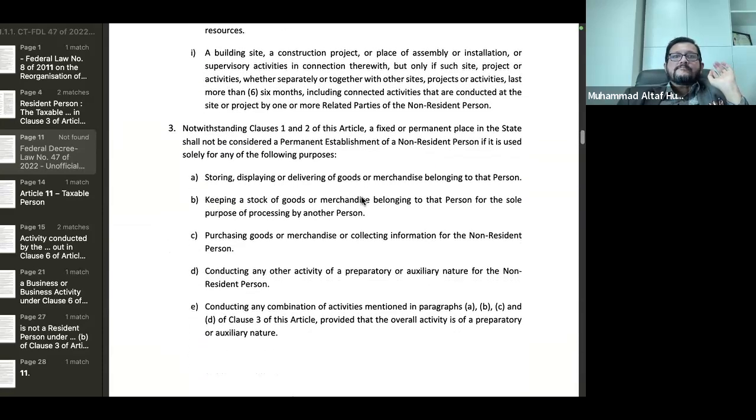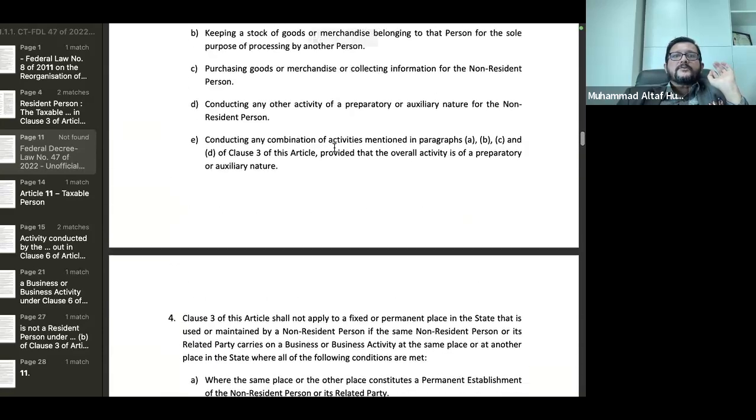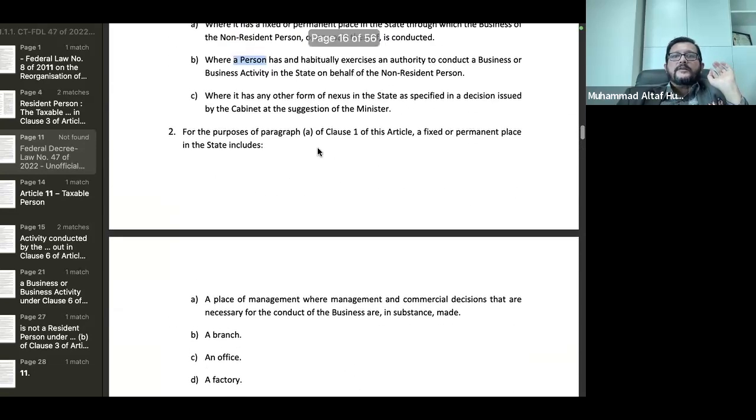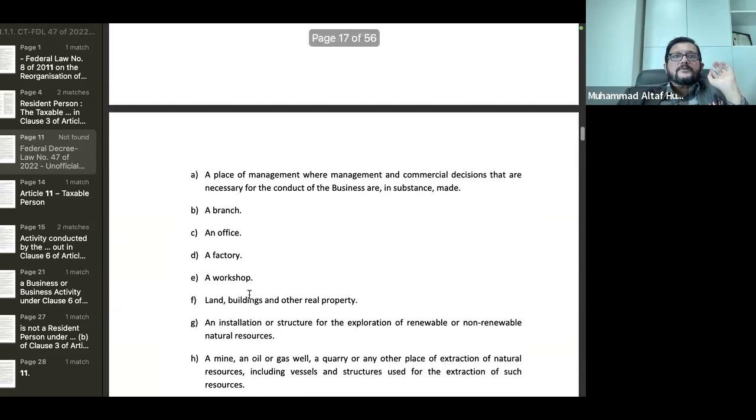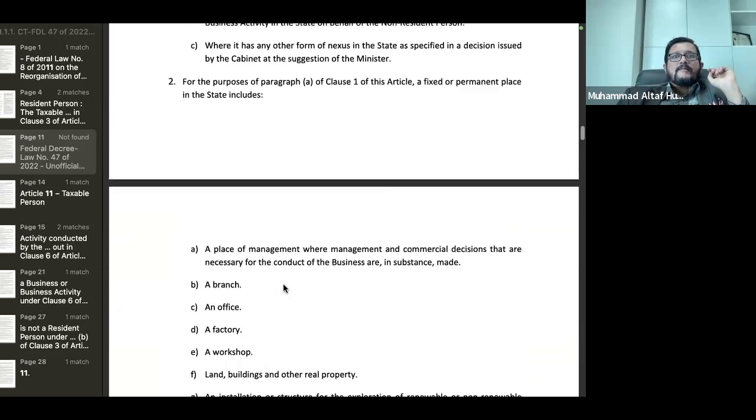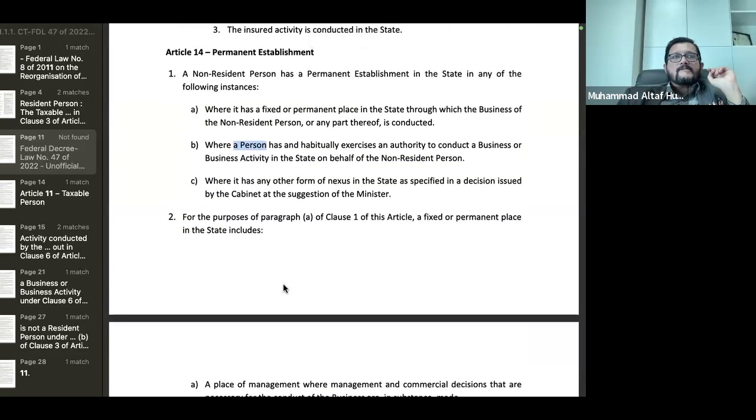The rest of this whole thing that you see is a replication of the OECD Model Tax Convention. It can just be linked to the state sourced income.